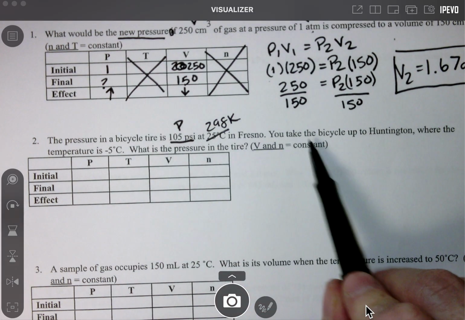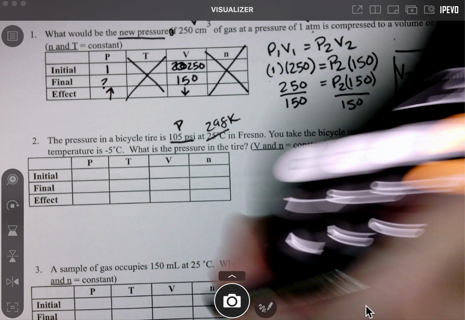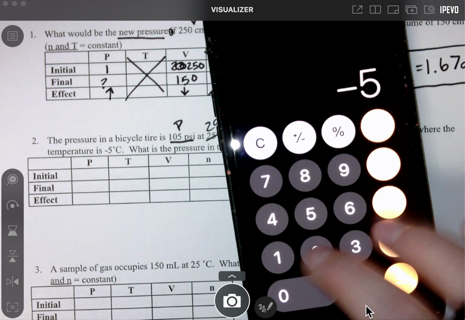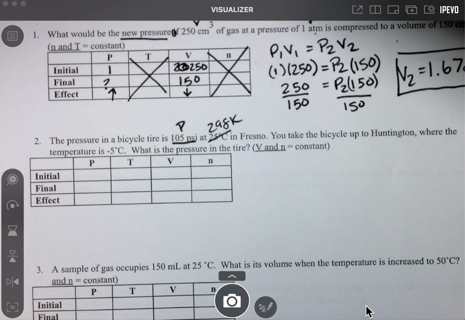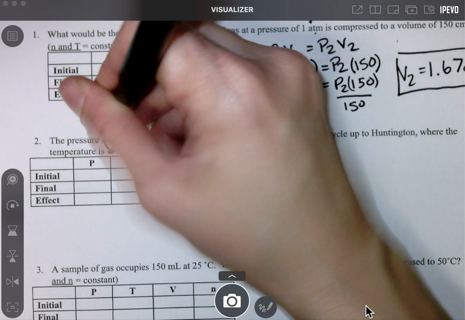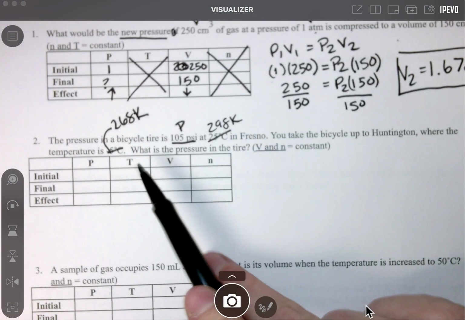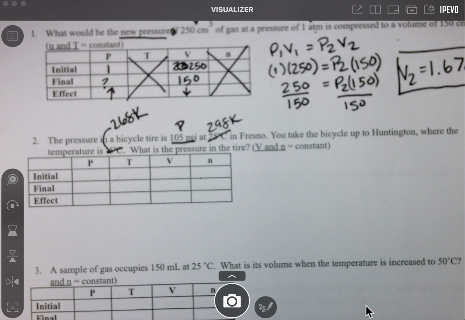You take the bicycle up to Huntington, where the temperature is -5 degrees Celsius. Okay, so -5 plus 273. We get 268. What is the pressure of the tire? And it says that volume and number of particles is constant.